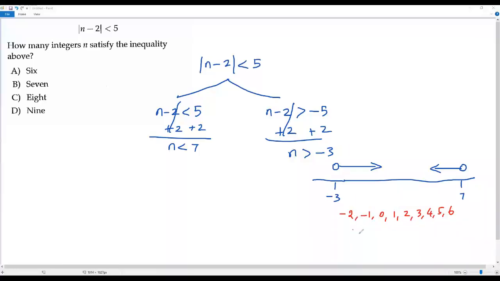So let's count them: 1, 2, 3, 4, 5, 6, 7, 8, 9. So there are 9 integer values between negative 3 and 7. All these 9 integer values of n will satisfy the given inequality. So the correct answer choice for this question is option D.